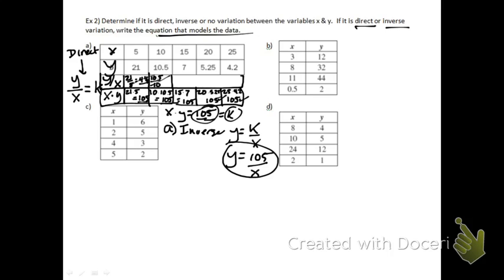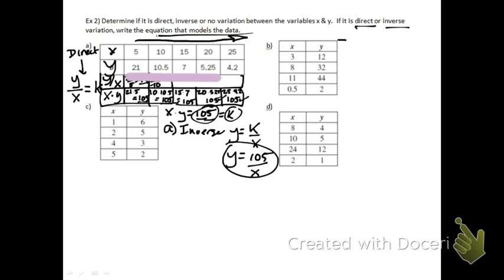Guys, in general, when we have inverse variation, check out what's going on. As we plug in bigger and bigger x values, you'll notice what's going on with these y coordinates here: 21, 10 and a half, 7, 5 and a quarter. Every time we jumped by 5 for x, these y values got smaller and smaller. That's inverse variation. As one variable gets larger, the other gets smaller. That's just generally speaking what happens with inverse variation. Let's look at B together.